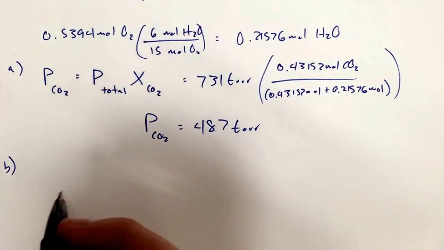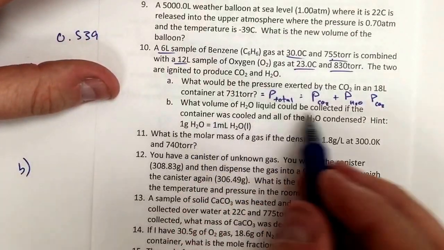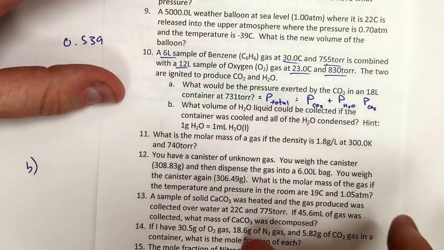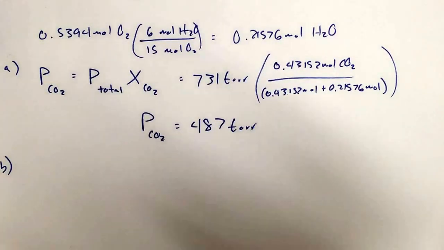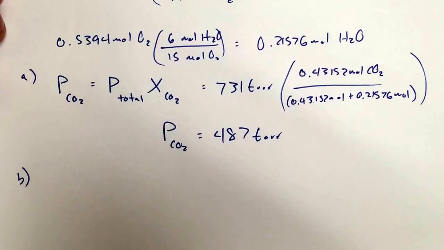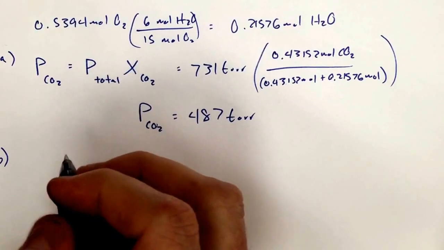Number 10b says, what volume of liquid water can be collected if the container was cooled and all the water was condensed? Hint, 1 gram of water is equal to 1 milliliter of liquid water, because the density of water is 1 gram per milliliter. It's how the gram was defined, or the milliliter was defined. I can't actually remember which one came first. Anyway, so we have just a conversion for this one.